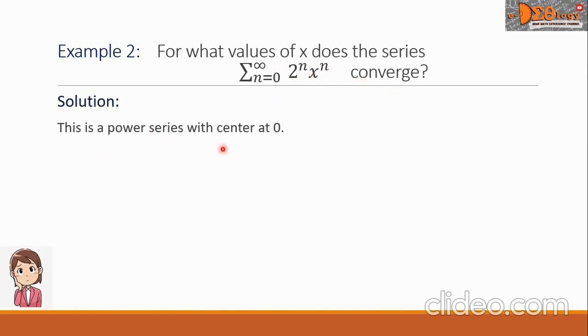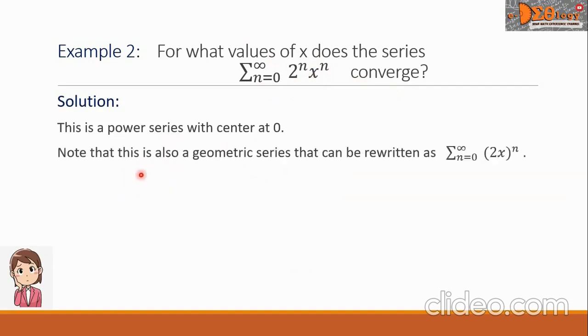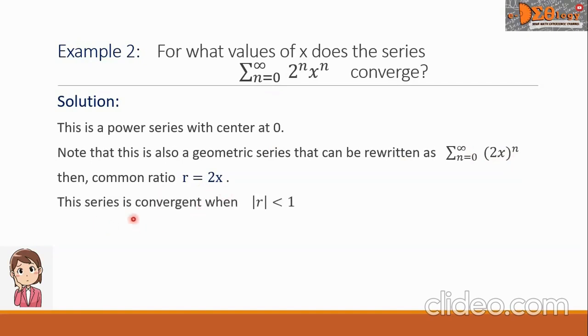This is a power series with center at 0. Note that this is also a geometric series that can be rewritten as summation from n equals 0 up to infinity of the quantity 2x that is raised to power n. Then, we can collect the common ratio r that is equal to 2x. The series is convergent when the absolute value of r is less than 1.